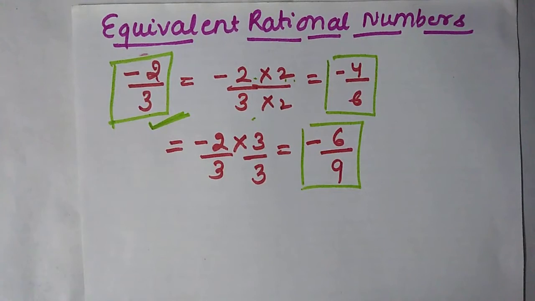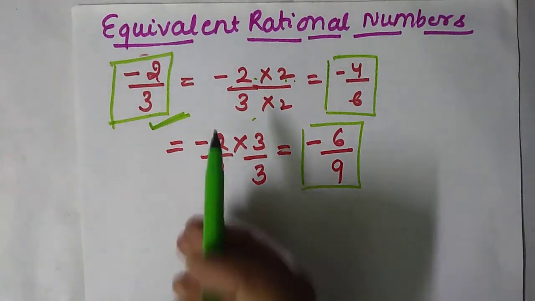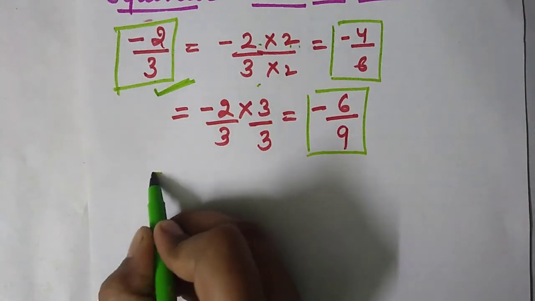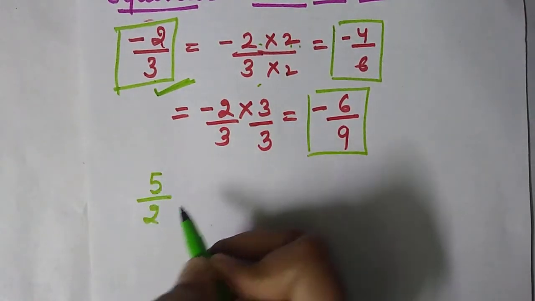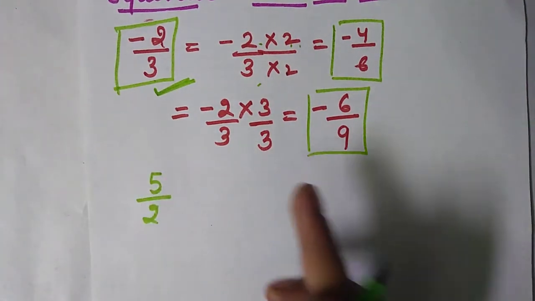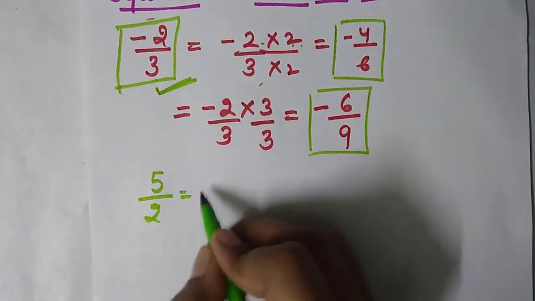Now come to the next topic, that is types of rational numbers. But before starting the types of rational numbers, let me give you one more example. Suppose I have the number 5 by 2 and I am saying write 3 equivalent rational numbers. Write 3 rational numbers which are equivalent to 5 by 2. So how will you find them?